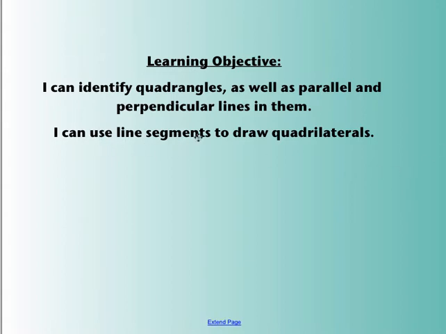Today your learning objective is to identify quadrangles as well as parallel and perpendicular lines in them, and also to be able to use line segments to draw quadrilaterals. You're going to hear me say quadrilaterals and quadrangles, and I use the words to mean the same thing because they do mean the same thing, but we just have two different terms for it. We'll talk more about that a little bit later.